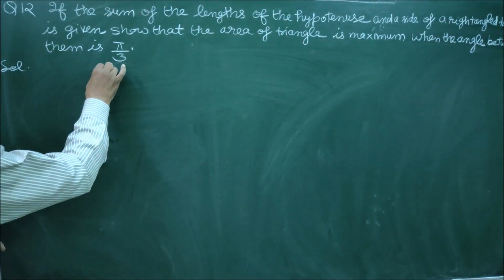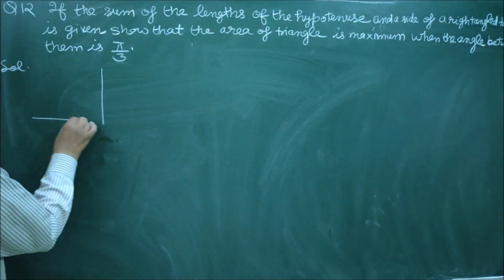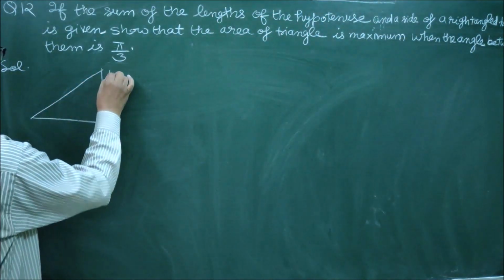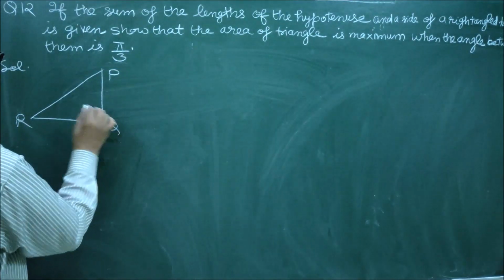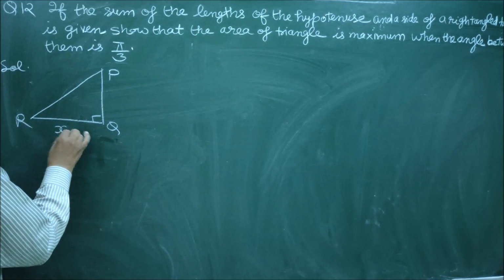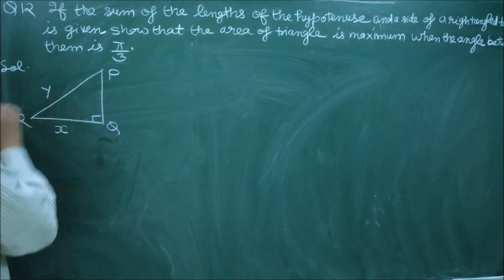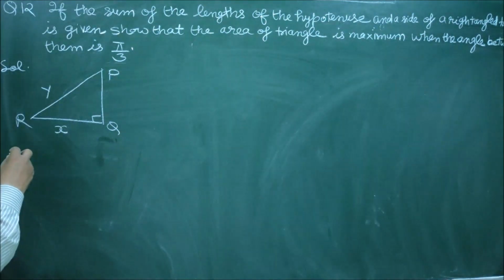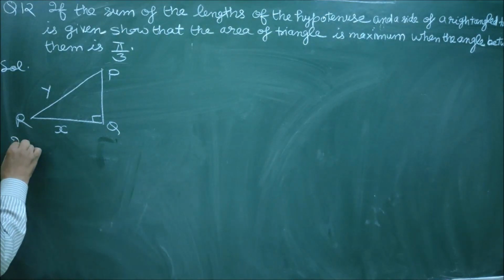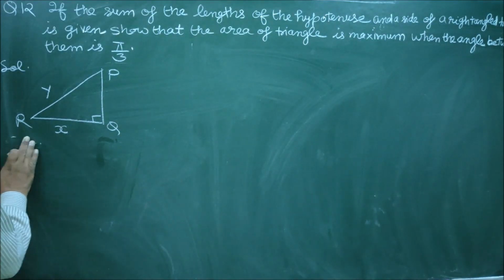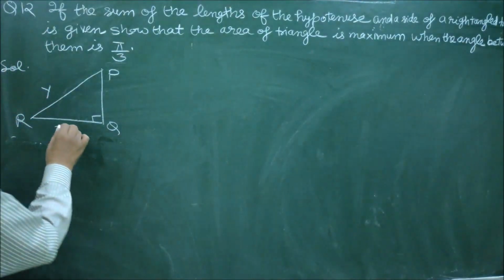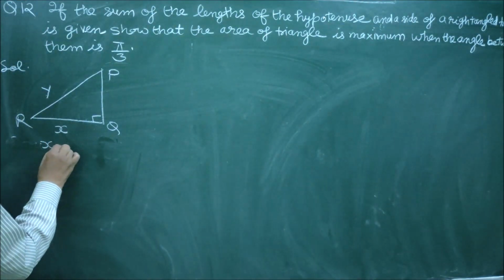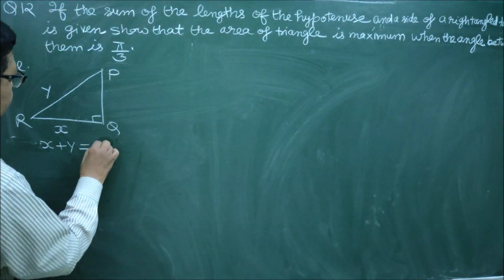So let us draw a right angle triangle PQR, right angled at Q. Let the base be x and hypotenuse be y. Then in right triangle PQR, it is given that the sum of the side and hypotenuse, that is x plus y, is equal to a constant k.